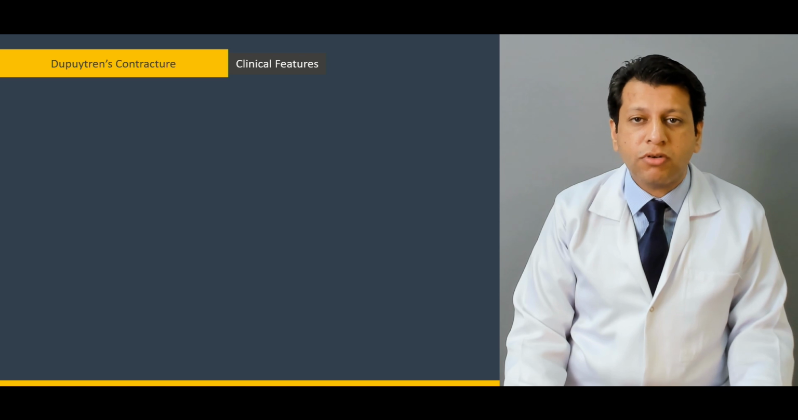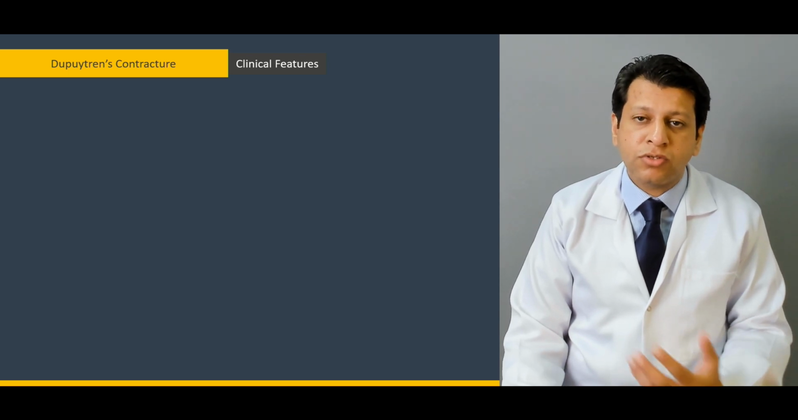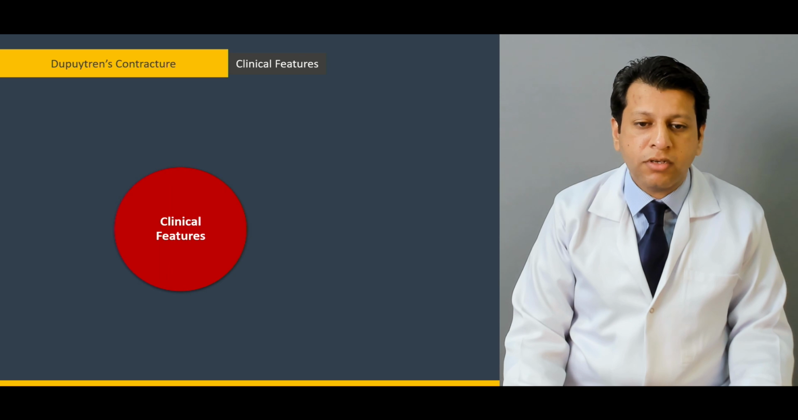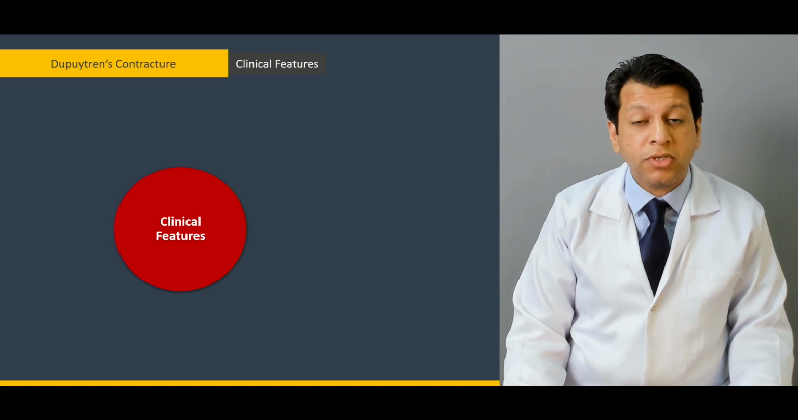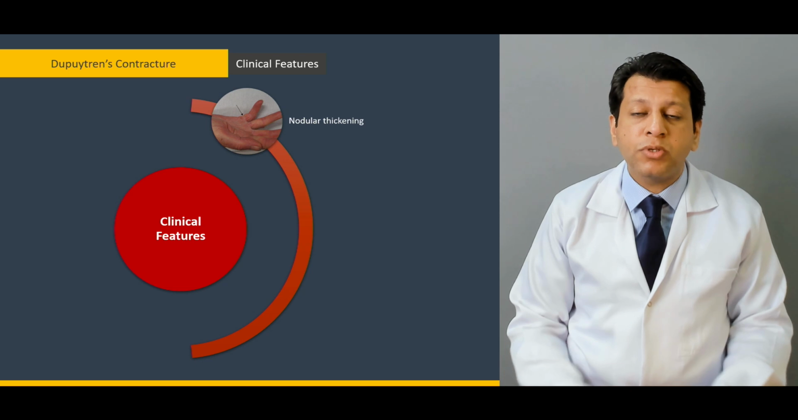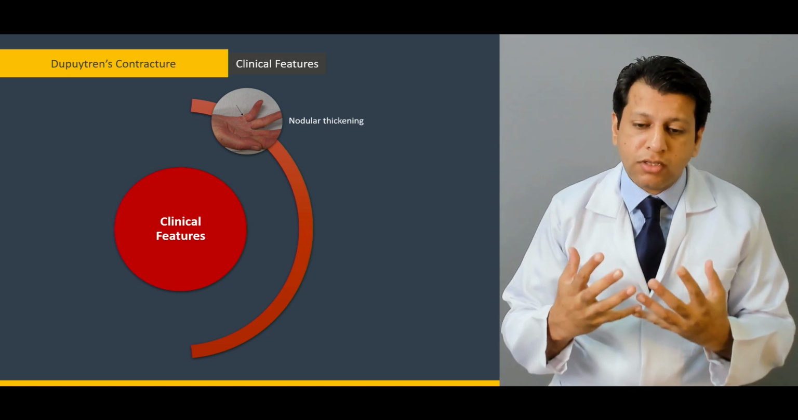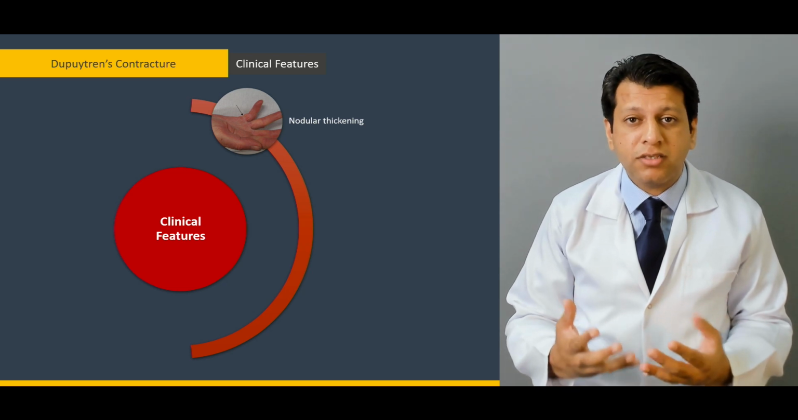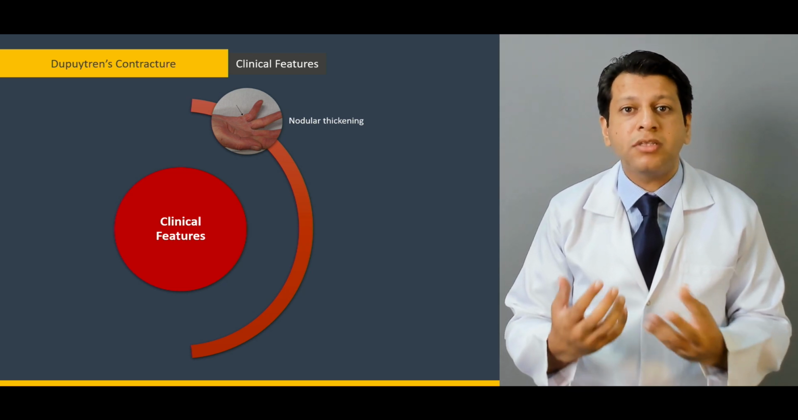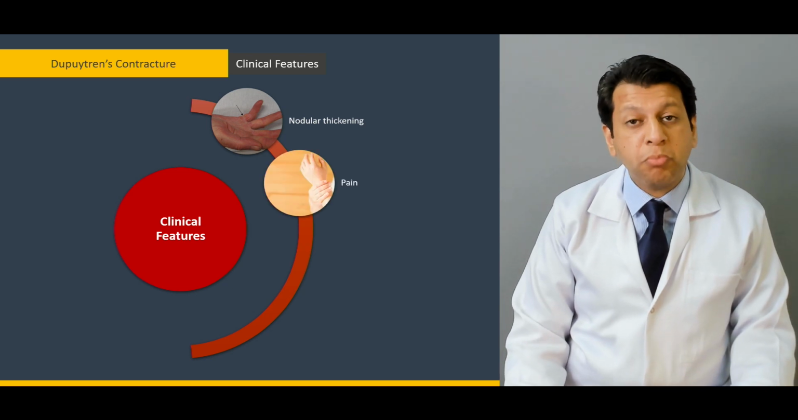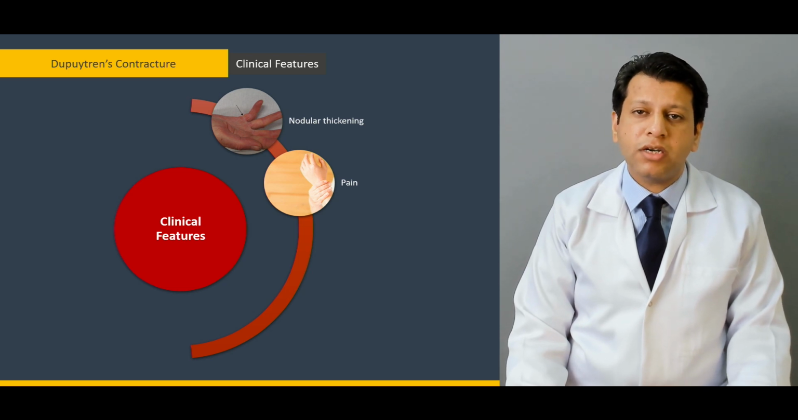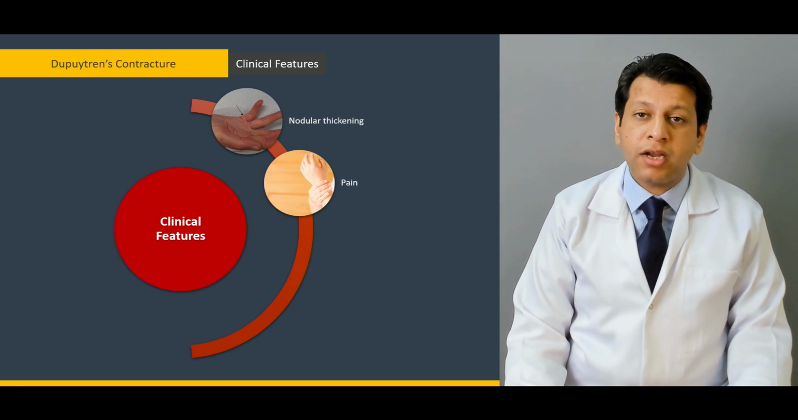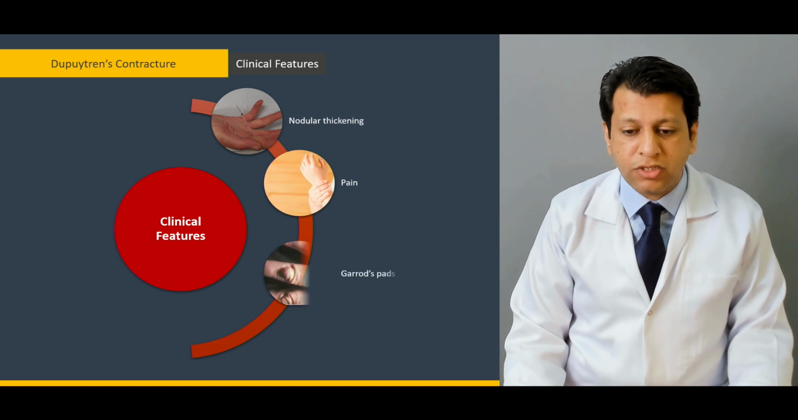Now coming to the clinical features of Dupuytren's contracture. The patient may present with, first and foremost, nodular thickening. That is something very easily and clearly evident, that there is definitely some thickening or contracture formation in the palm. Second is pain. Usually it can be painless as well, but most commonly it is associated with painful thickening and contractures of the proximal interphalangeal joint.